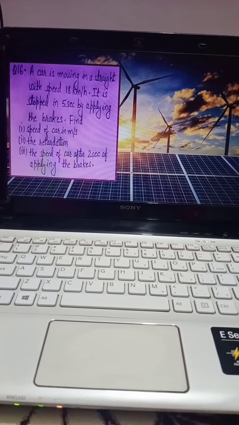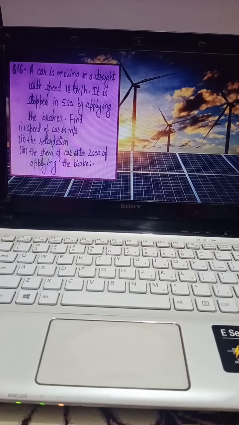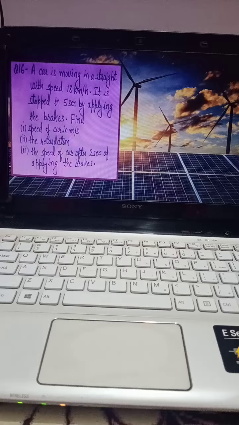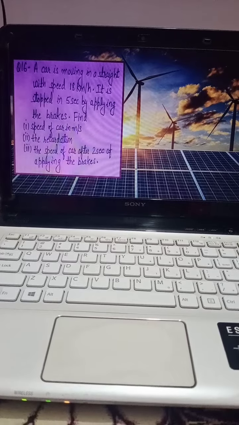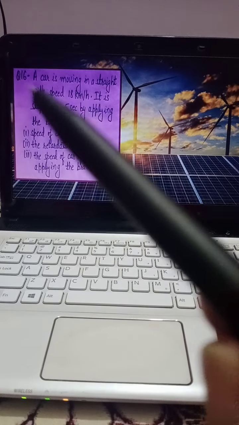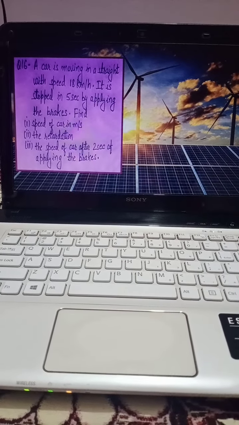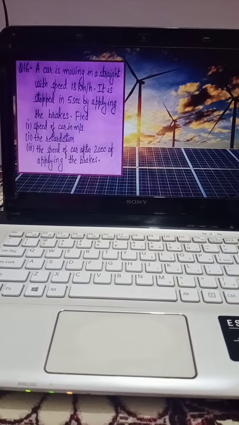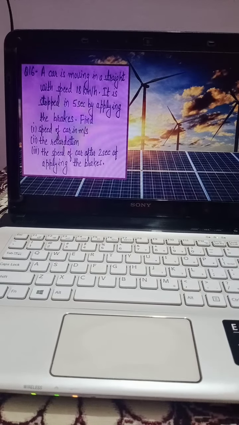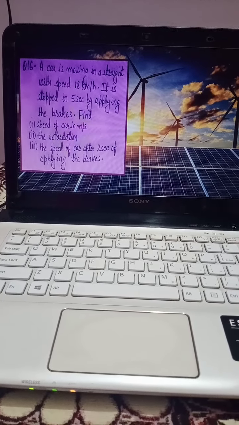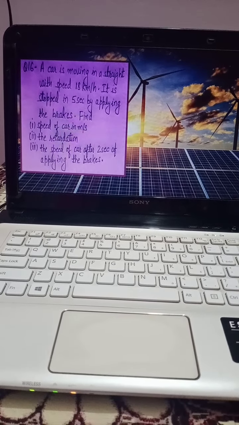applying the brake. So it means that a car is moving in a straight path with a speed of 18 km per hour and then the brake is applied to the car and after 5 seconds the car stops. So initially the car is moving with 18 km per hour, then the brake is applied and the car stops after 5 seconds. Then we have to find out the speed of the car and the retardation which is going to occur because its velocity decreases, and then what is the speed after 2 seconds.